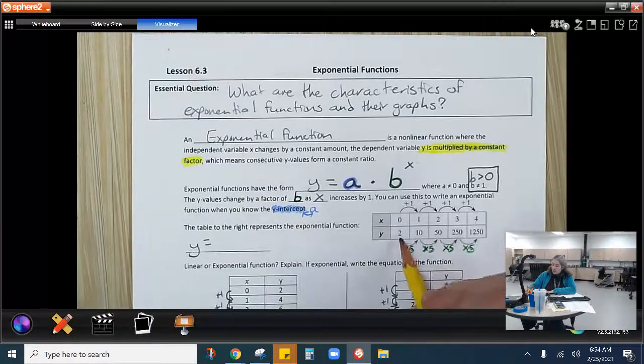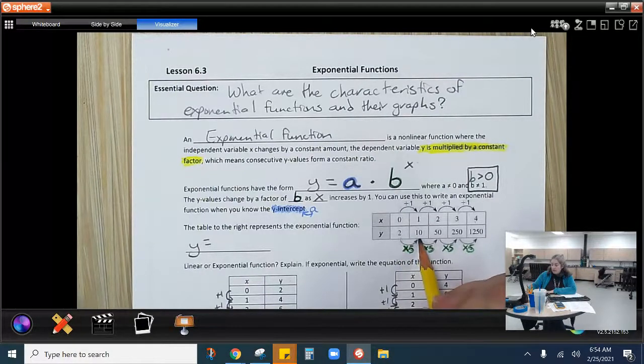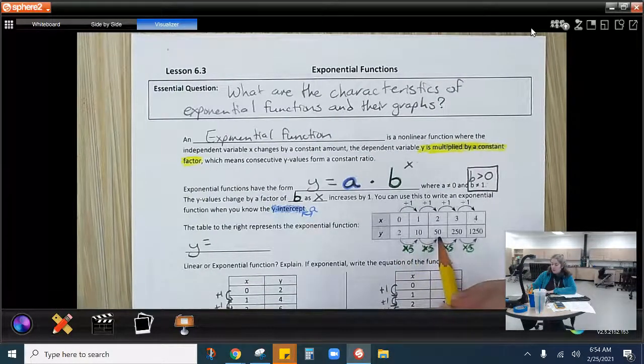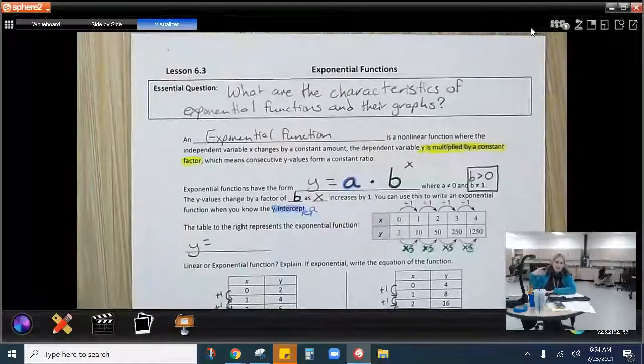But now you'll notice with this one right here, there's a ratio. If I were to look at it, I could say, well, 2 to 10, I'd have to add 8. 10 to 50, I'd add 40. 50 to 250, I'd add 200. 250 to 1250, I would add 1,000. So we can already see I'm not adding the same amount each time. I'm adding more. And how much more? How do we figure that out?